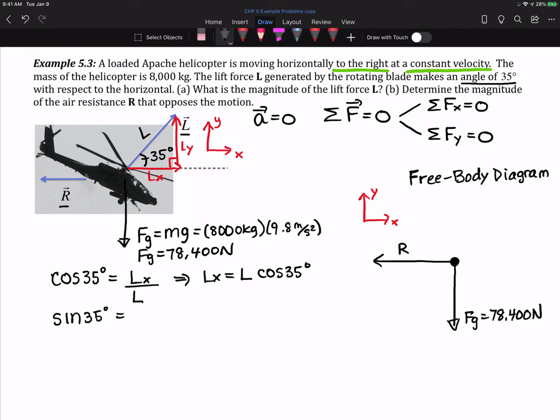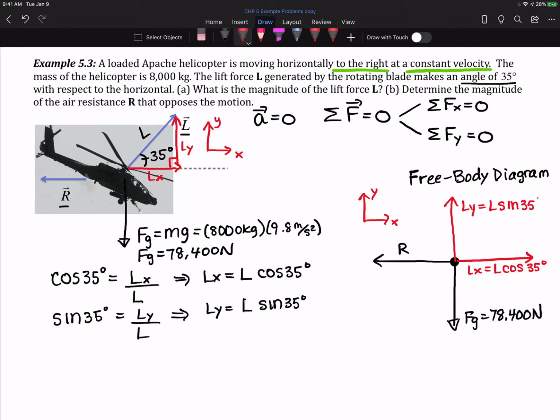Sine is the opposite side of the triangle, which is the y component of the lift, over the magnitude of the lift. And so the y component is just the magnitude of the lift times sine of 35 degrees. So we can now add those two components of our lift into our free body diagram. And so we had a component in the x direction, which was L times cosine of 35, and we had a component in the y direction, which was L times sine of 35 degrees.